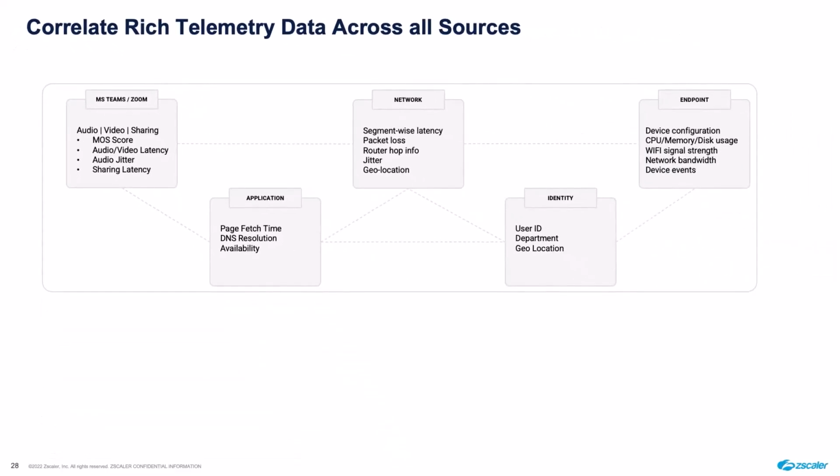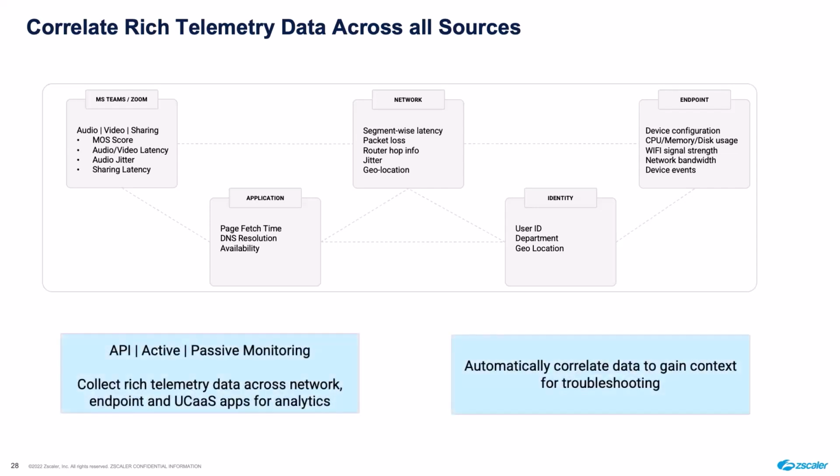Basically, when the user logged on at 10 a.m., we can go back on the user timeline and see what their meeting experience looked like. And what were the different factors that contributed to the poor score, if any?